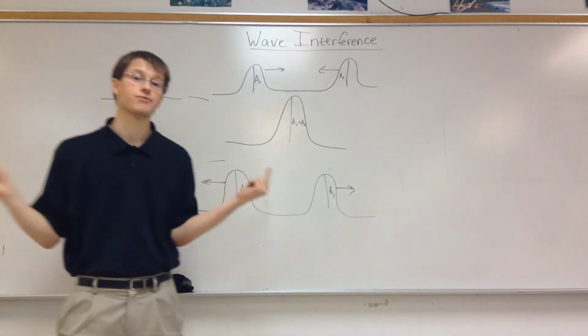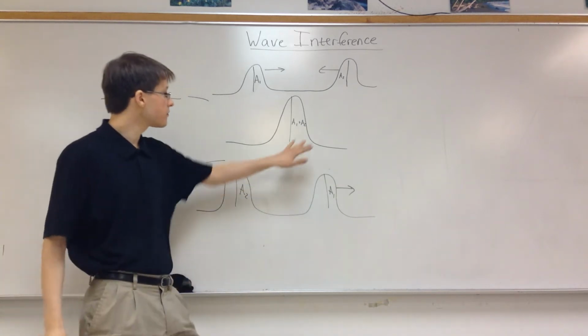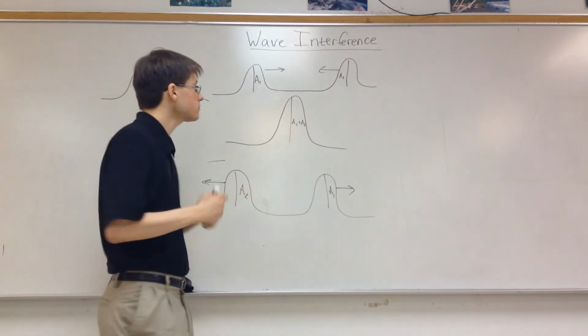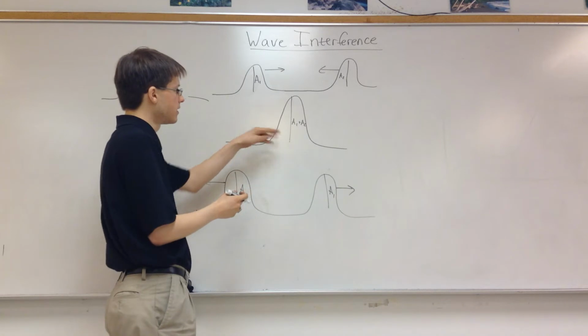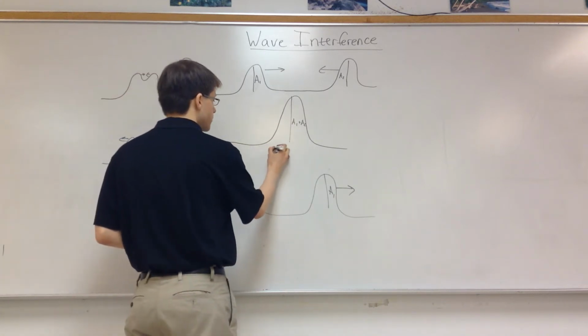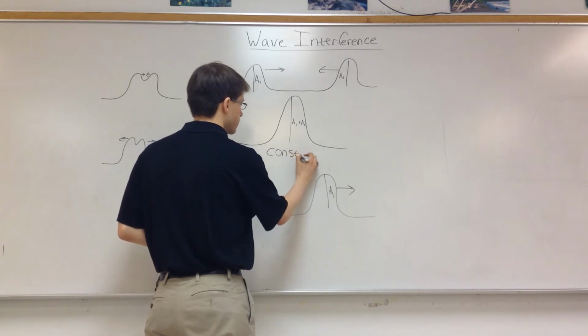So waves can pass right through each other. But if they do, they're going to interfere for a short time. The type of interference where the new amplitude is greater than the previous amplitude is called constructive interference. So this would be constructive interference.